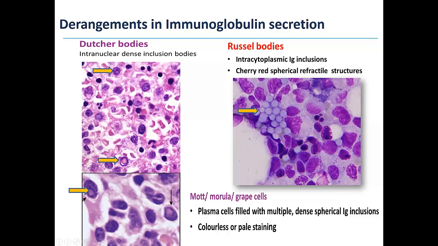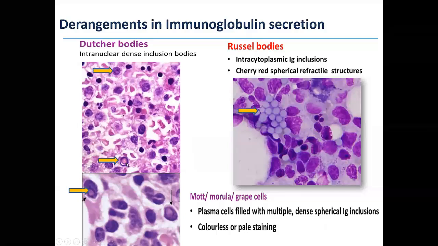Then we also find that in some cases you will come across intranuclear inclusions. These are known as Dutcher bodies. As you can see, this pink intranuclear inclusion. Here also a pink intranuclear inclusion in the nucleus. Here also. Whenever we find intranuclear inclusions like Dutcher bodies, usually such cases belong to multiple myeloma rather than reactive plasmacytosis.